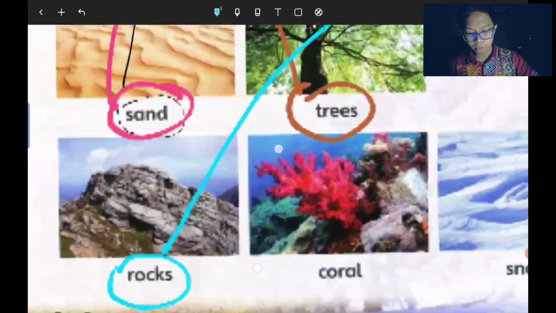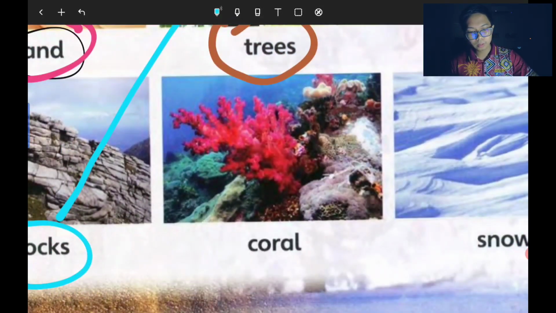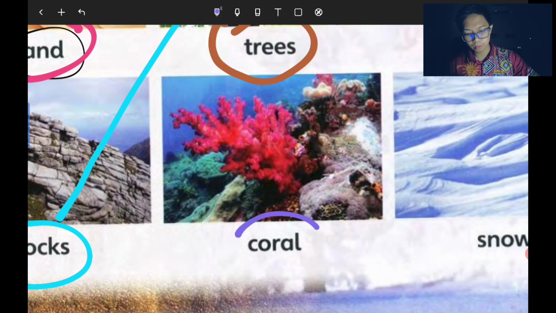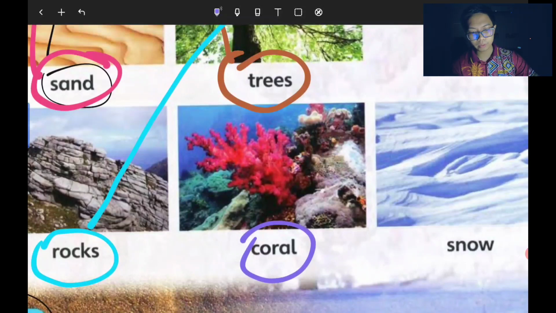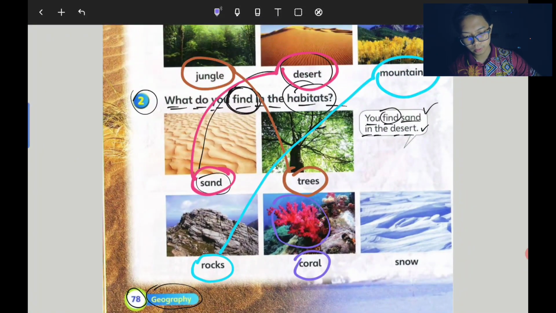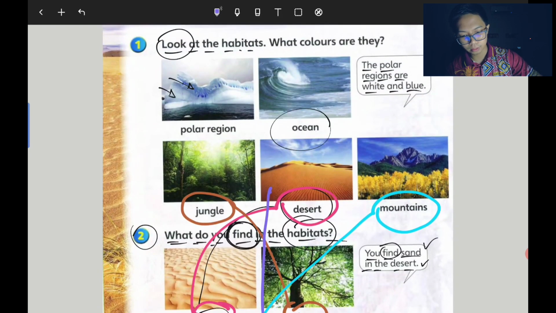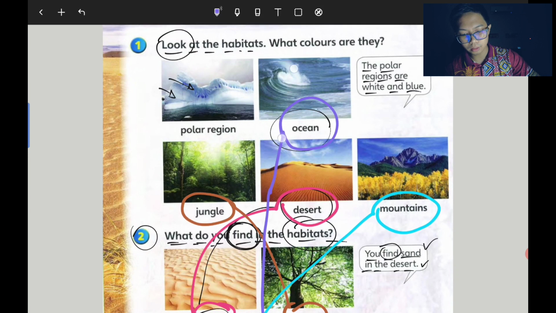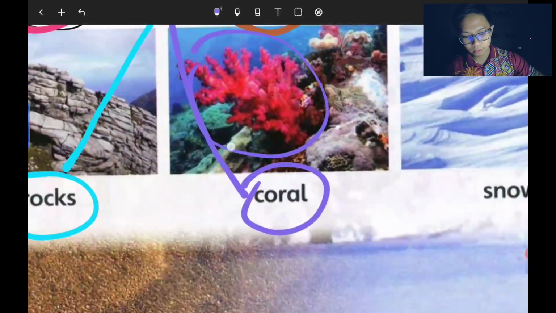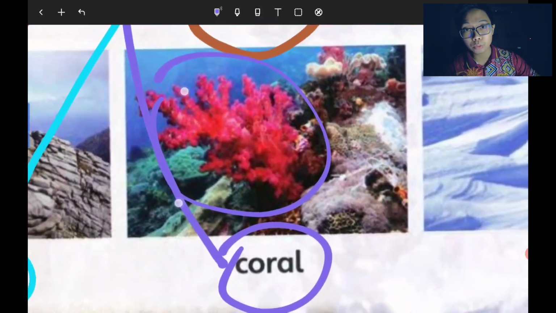Next, coral. Batu karang. Let me use another color. Purple. Coral. You can find coral. Boleh jumpa batu karang di up here. Okay, naik lagi. In the ocean. Di dalam laut. Di dasar laut. At the bottom of the sea. You can find corals. Lots of them. Beautiful.